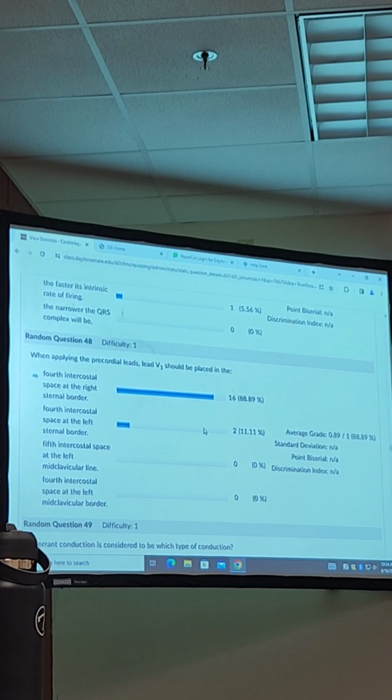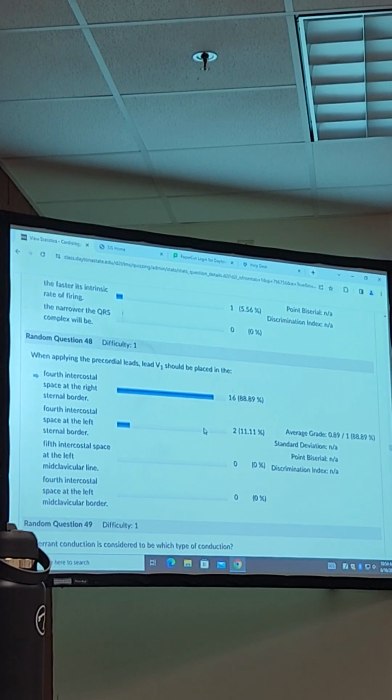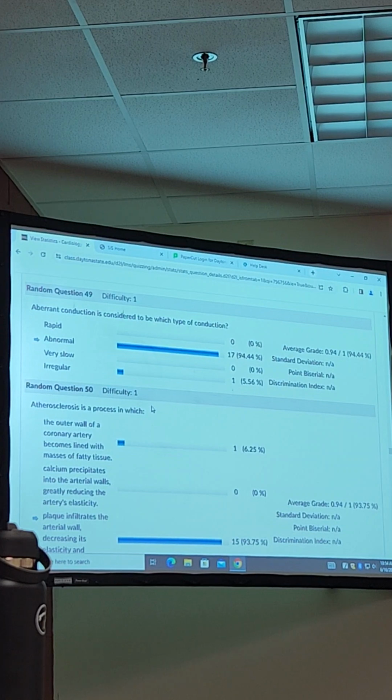When putting the leads on, V1 goes on the right, fourth intercostal on the right. V2 is on the left. Aberrant conduction is abnormal.